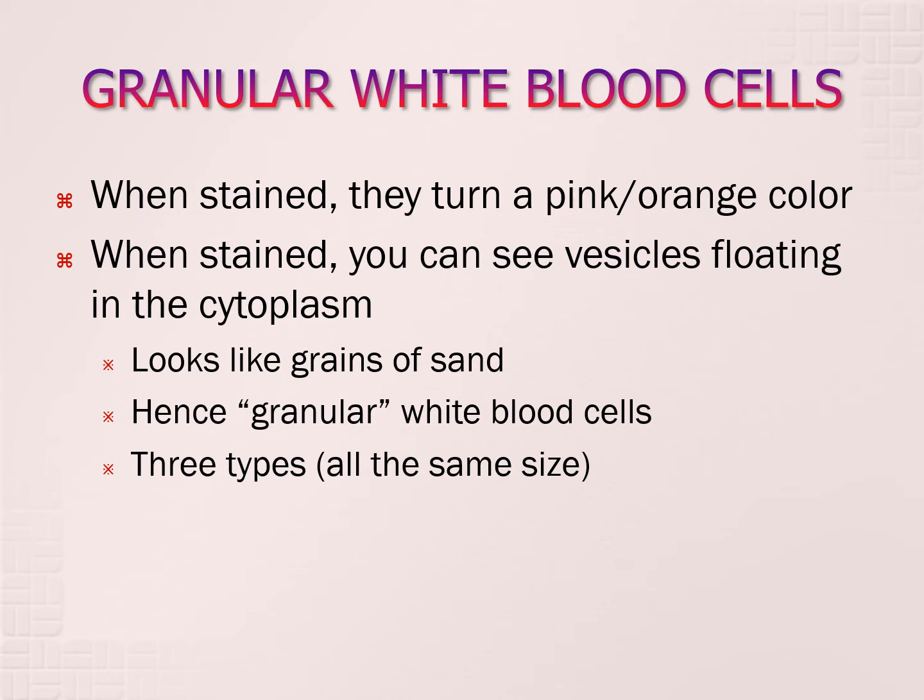When we stain these guys, the chemicals that they have inside of them react differently than the chemicals inside of a monocyte or a lymphocyte, and they tend to turn a pink or an orange in color. And they get their name granular because when you look at them underneath the microscope, you will see vesicles floating around in the cytoplasm. So it looks like they have grains of sand inside of them. In the case of these, there are 3 types, and on average, they're all about the same size. Remember, monocytes are the largest white blood cell you can have. Lymphocytes are the smallest white blood cell you can have. And when mature, these white blood cells are all about the same size.